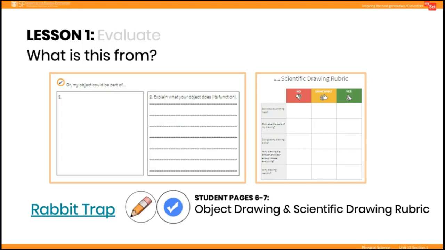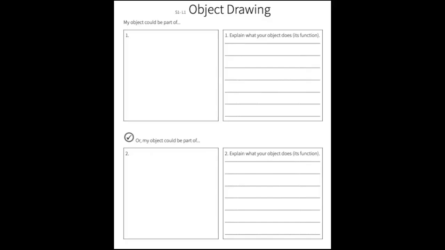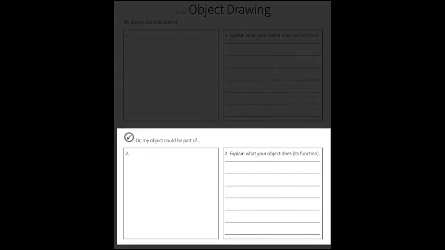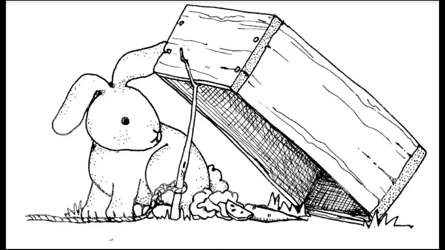In the Evaluate, direct students back to Student Journal page 6 to draw and write about a different idea of what the object may be from in box number 2. Encourage them to be creative in considering an alternative function of their object. If needed, you can use this image of a rabbit trap as a visual example of what the shoelace could be used for or could be a part of.